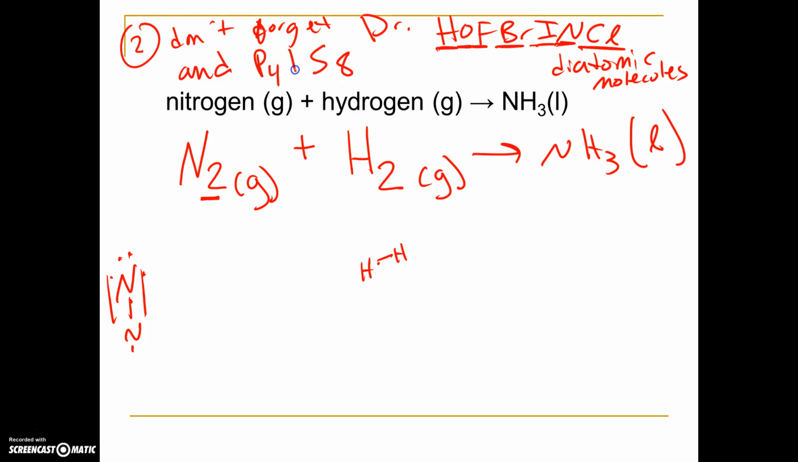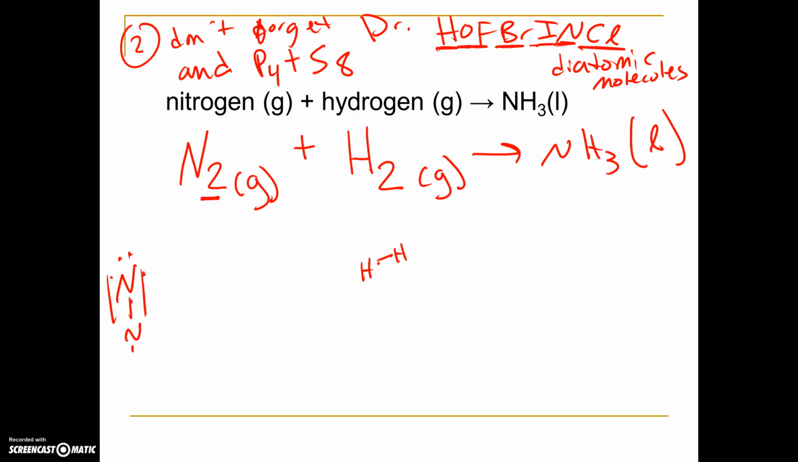P4S8. P4, you'll never find phosphorus by himself, he'll be 4 phosphoruses together, so he can be happy. And you'll find sulfur, he won't be by himself, he'll be S8. So these are just things to remember when you're writing just those elements of phosphorus or sulfur.